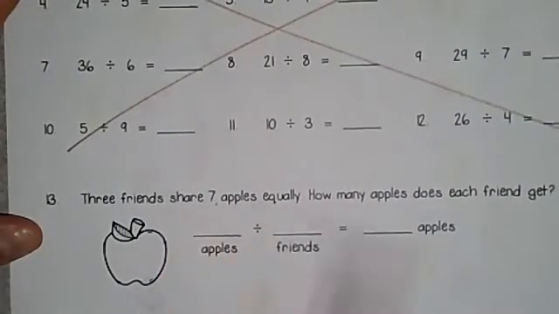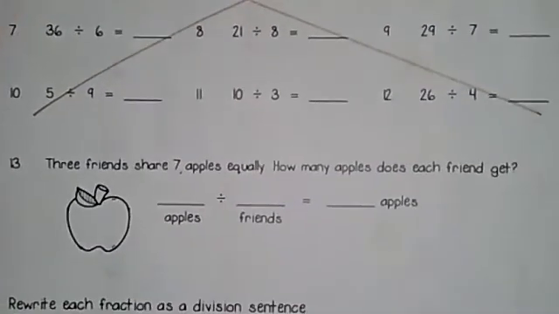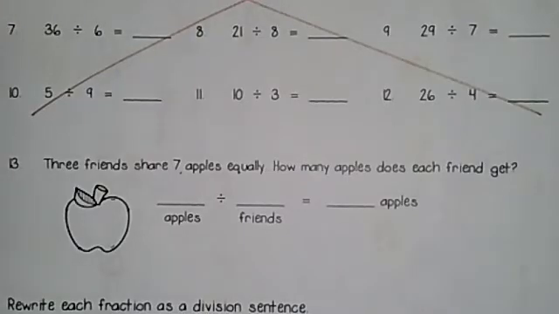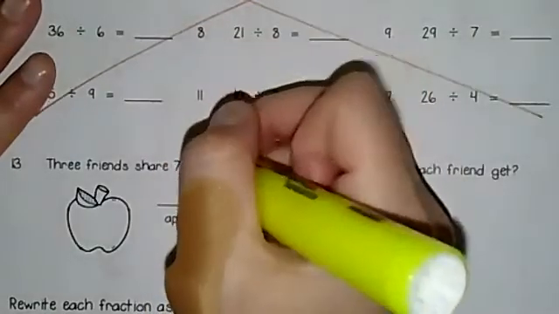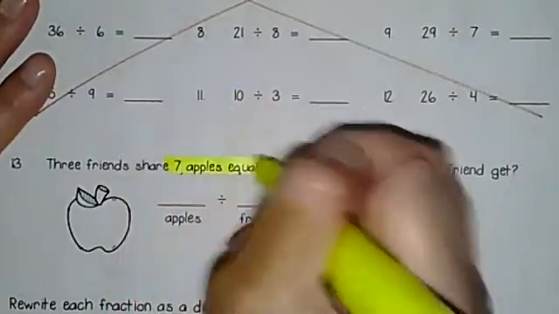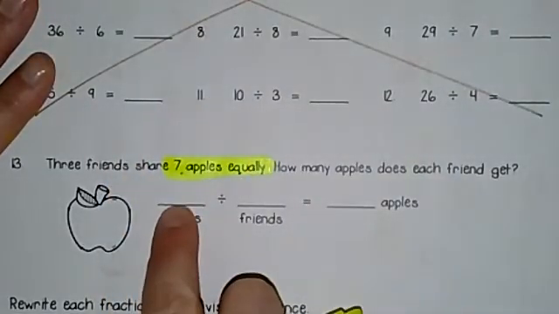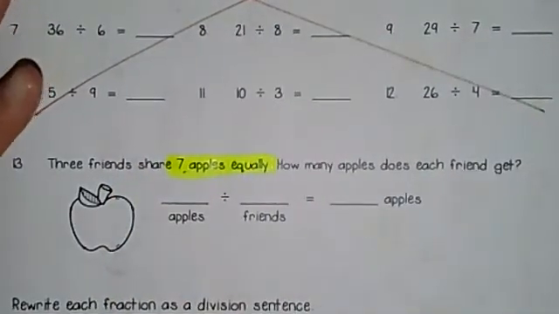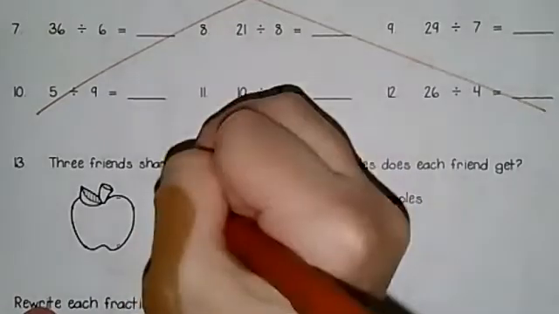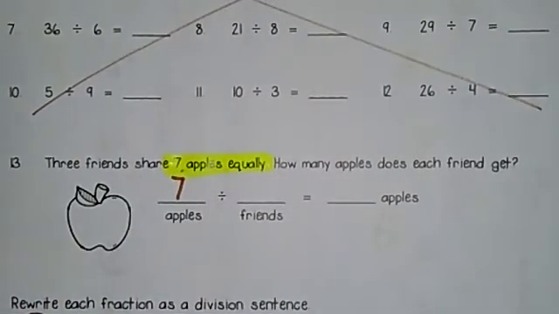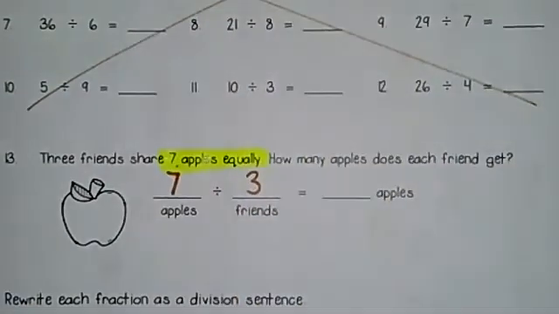3 friends share 7 apples equally. How many apples does each friend get? All right. So what is being split up, Adam? Am I cutting apart the people or the apples? Very good. Highlight the apples. So am I going to put the 3 first or the 7? What do you think, Aaliyah? Good. Do that. 7 apples divided between 3 friends.